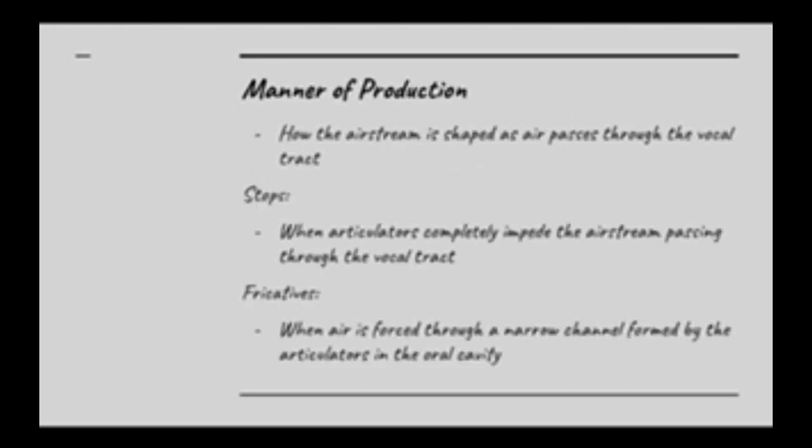So for manner of production, manner is how the airstream is shaped as air passes through the vocal tract. It includes stops and fricatives. Stops are when articulators completely impede the airstream passing through the vocal tract, and fricatives are when air is forced through a narrow channel formed by the articulators in the oral cavity.